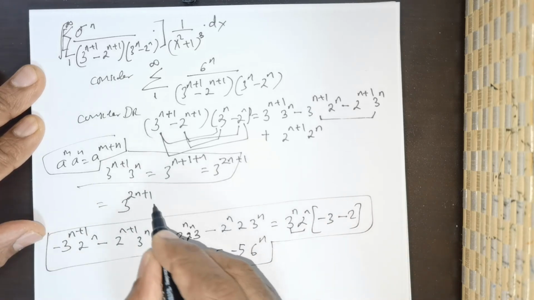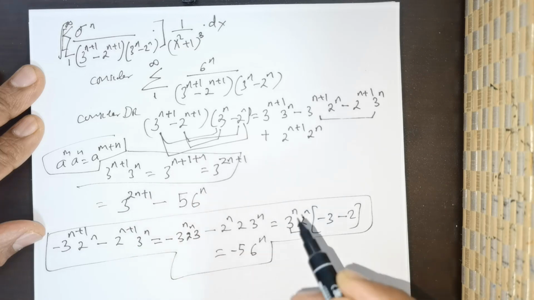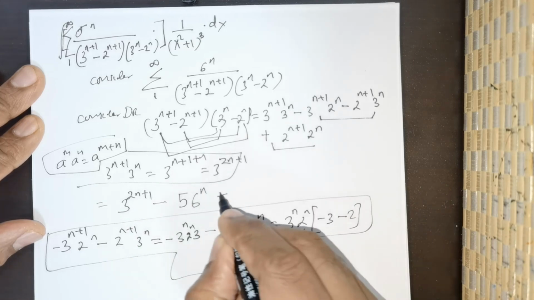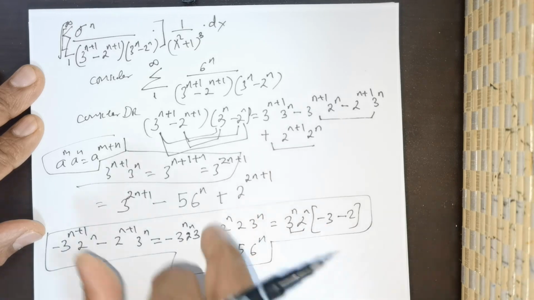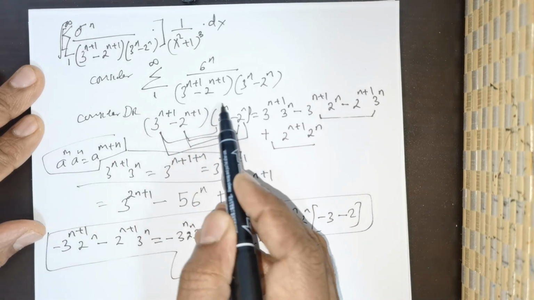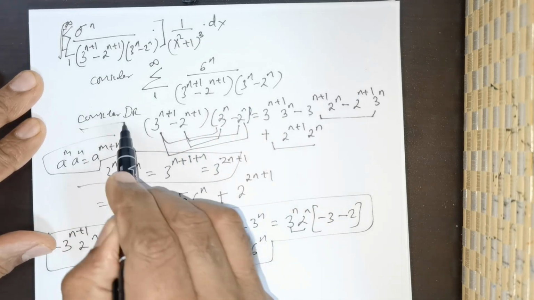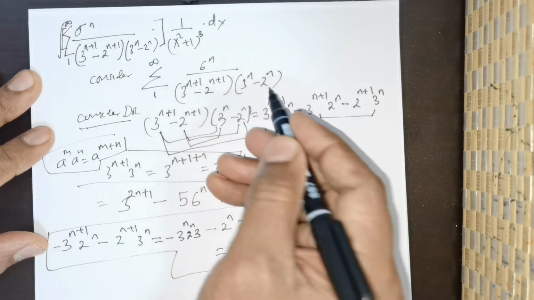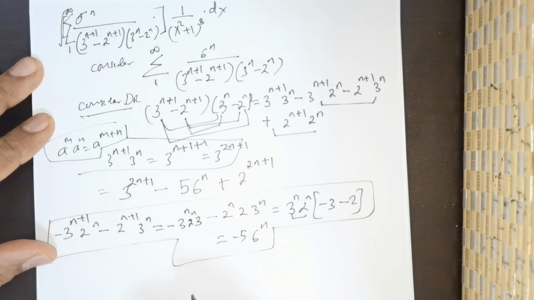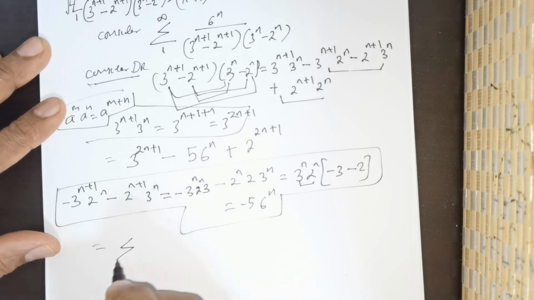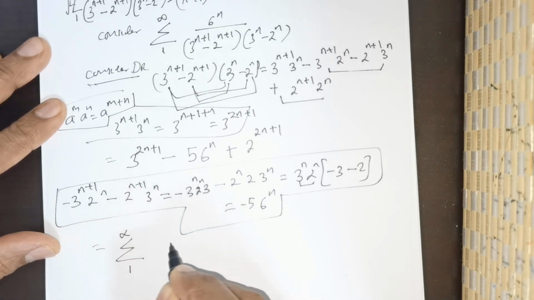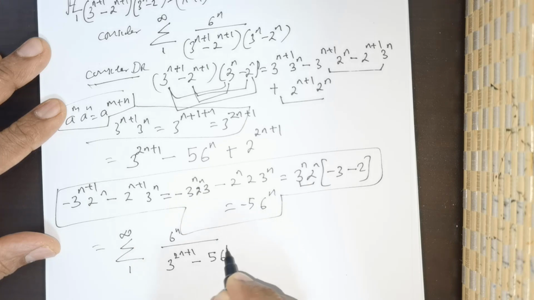So I'm going to take this value and place this over here, negative 5 times 6^n. Now this is going to give me positive 2^(2n+1). So the denominator quantities were distributed, and then this is what you have got. Now let me write this down. So this is equal to sigma from 1 to infinity of 6^n divided by (3^(2n+1) − 5 times 6^n + 2^(2n+1)).